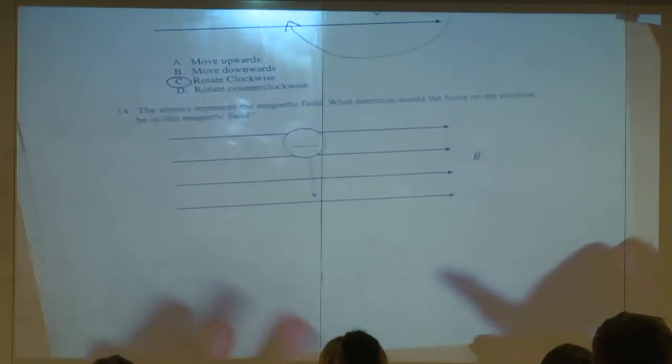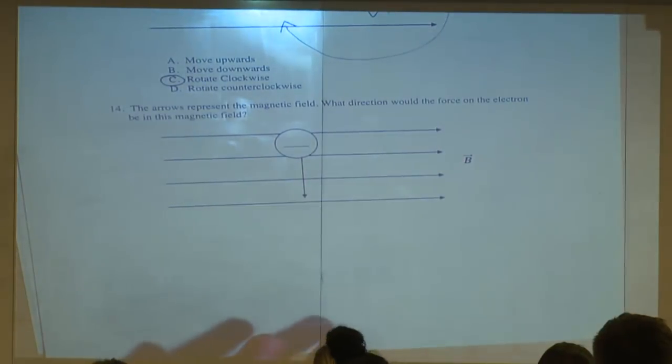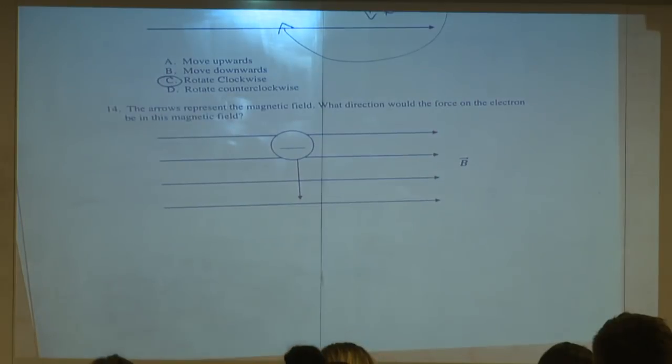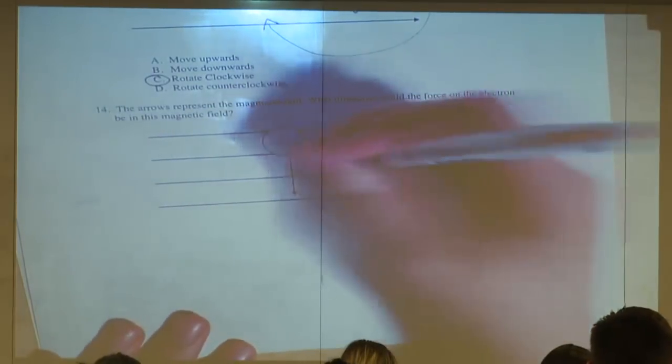For number 14, it's another one of these electrons. So I will use my left hand, because that seems to be the easiest way to explain this. Okay, so it says the arrows represent the magnetic field. What direction would the force on the electron be in this field? So we should get this one right. This is the velocity moving down.